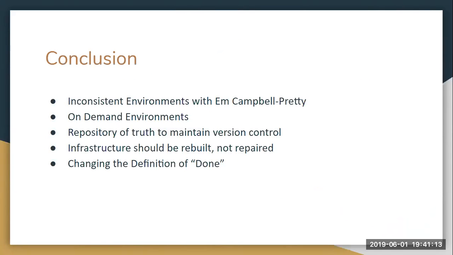In our presentation, we talked about how M. Campbell Priddy created more consistent environments with an integration and build team. The importance of having on-demand production-like environments. Maintaining version control through a repository of truth. Why infrastructure should be rebuilt rather than being repaired. And lastly, changing the definition of done to ensure our code is being tested in production-like environments before being released.